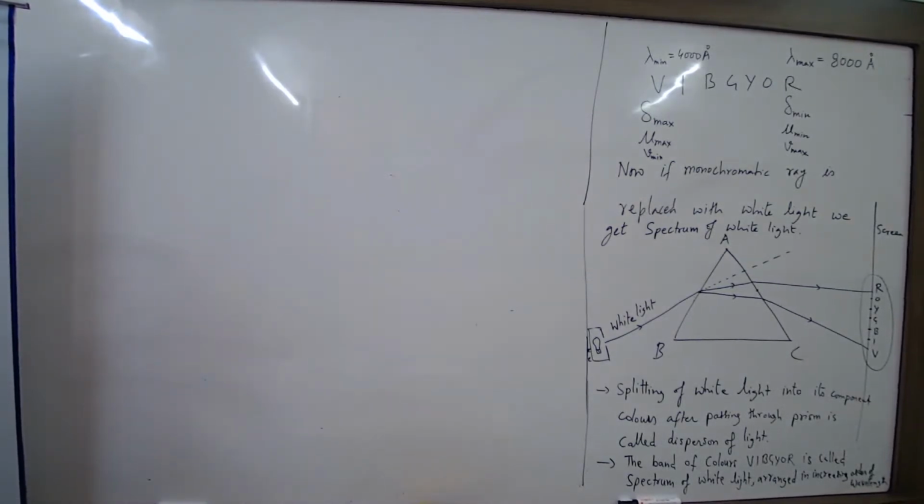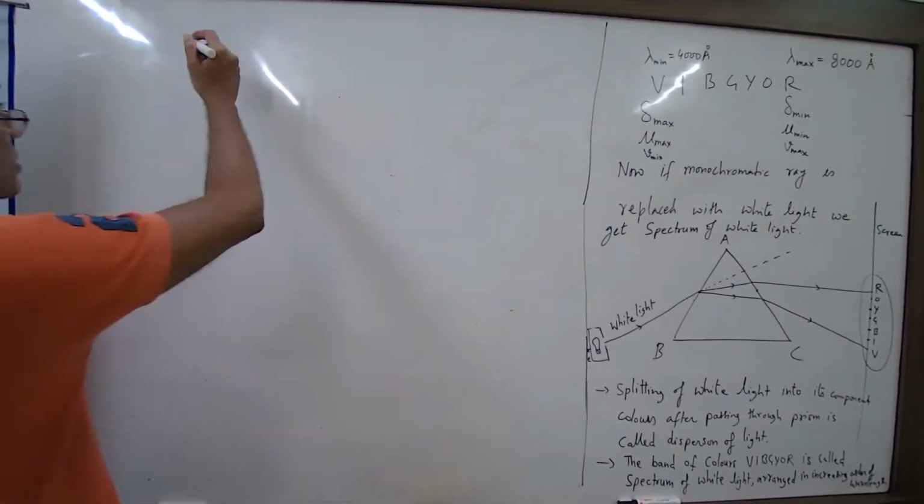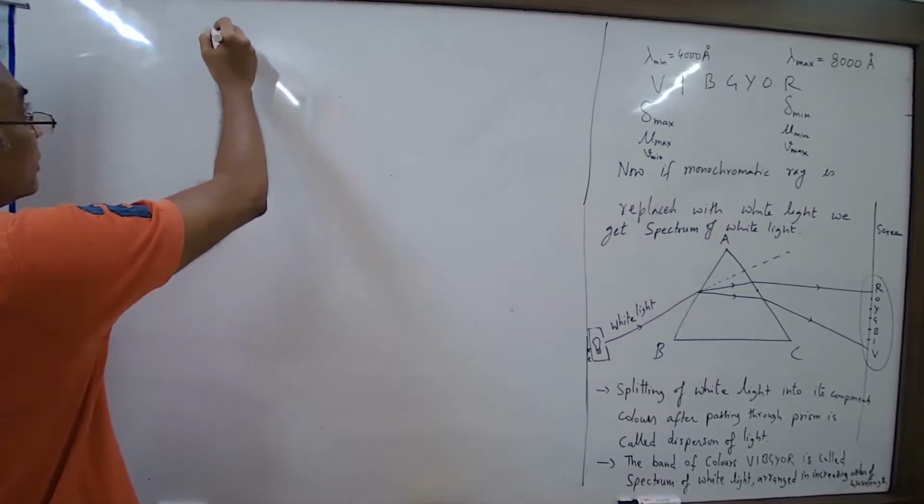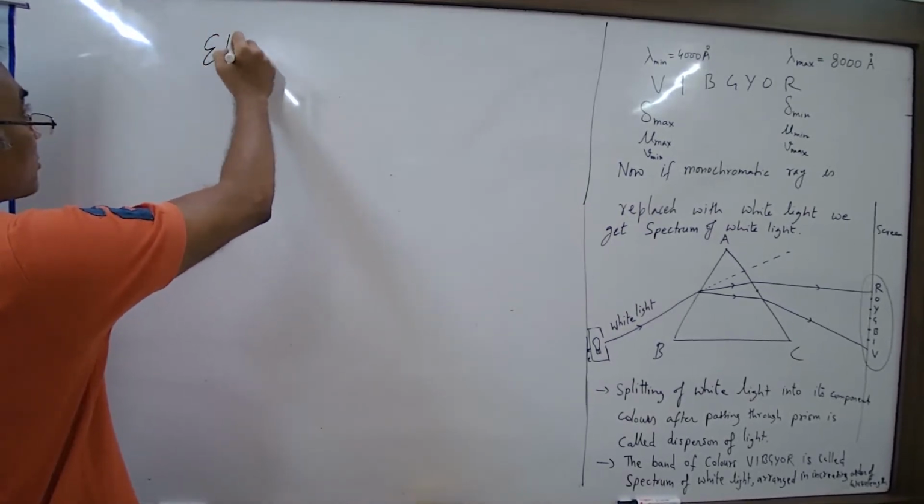पढ़ा क्या, spectrum. Dispersion हो गया, spectrum हो गया. Now let us understand what is electromagnetic spectrum.